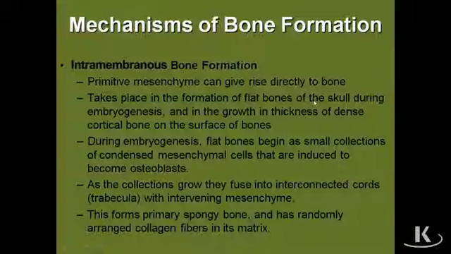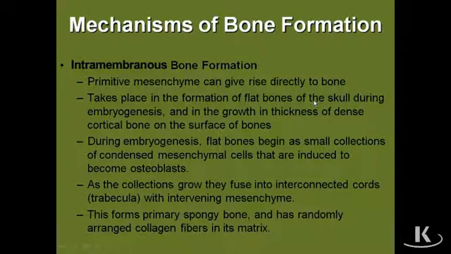Now, there are two different mechanisms fundamentally of bone formation. The first of them is intramembranous bone formation, where primitive mesenchyme can give rise directly to bone without utilizing a cartilage precursor. Intramembranous bone formation takes place in the formation of the flat bones of the skull during embryogenesis and in the growth and thickness of dense cortical bone on the surface of bones.